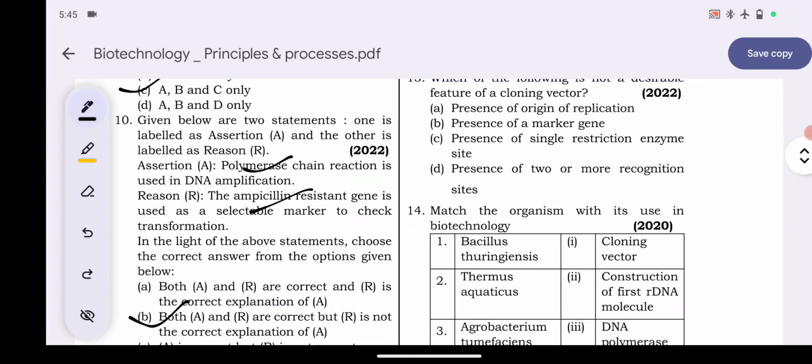Both the statements are correct, but the given reason is not the correct explanation of the assertion. Polymerase chain reaction is used in DNA amplification, and the ampicillin resistance gene is a selective marker to help check transformation by selection of transformants.